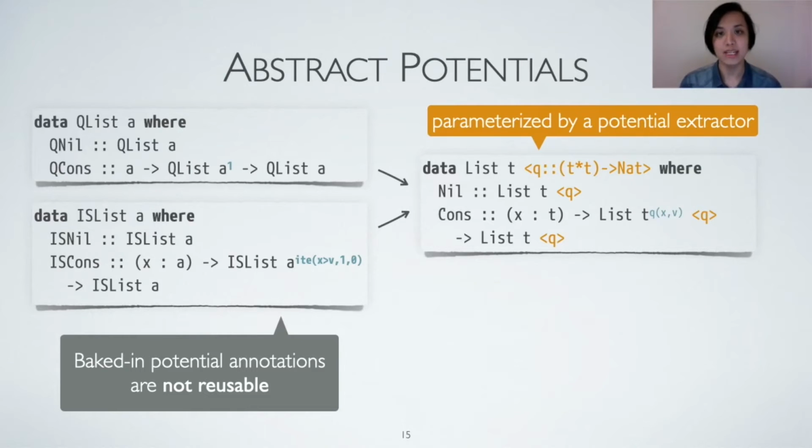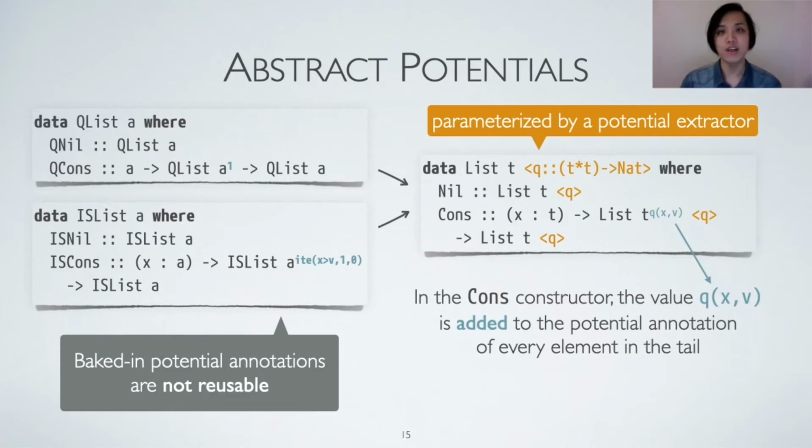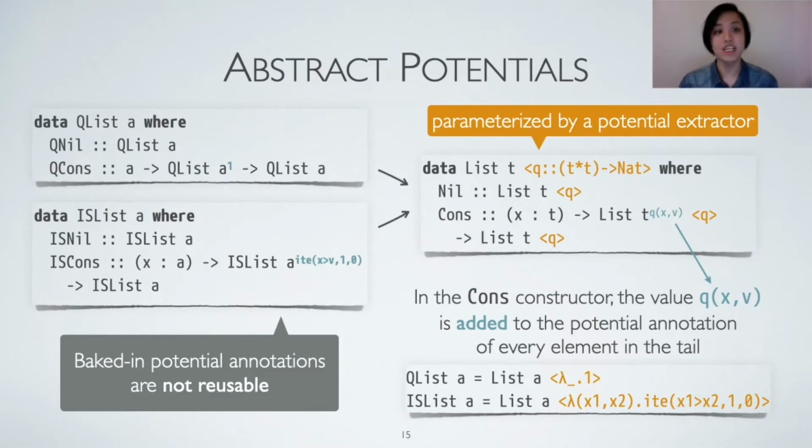Thus, both QList and ISList can be seen as instantiations of a more general list type. The list type is parameterized by a numerical function Q, which takes 2 list elements as arguments. Then, in the Cons constructor, we use the function Q to define the amount of extra potential added to the tail. With this abstract type, QList can be defined as list with Q instantiated with a constant 1 function, while ISList can be defined as list with Q instantiated with a conditional expression that compares two elements.